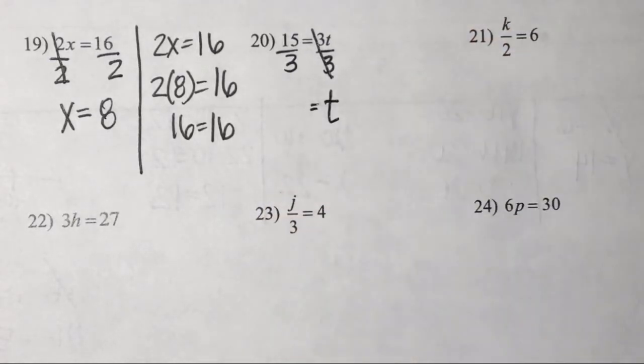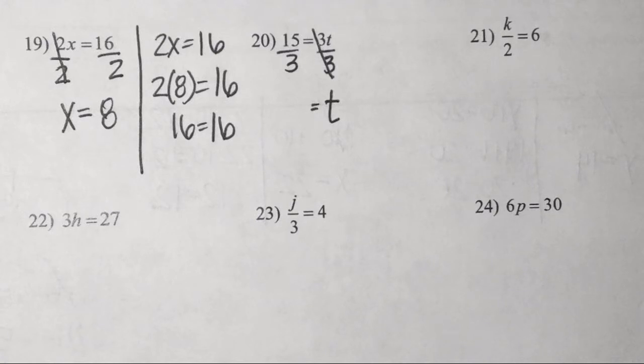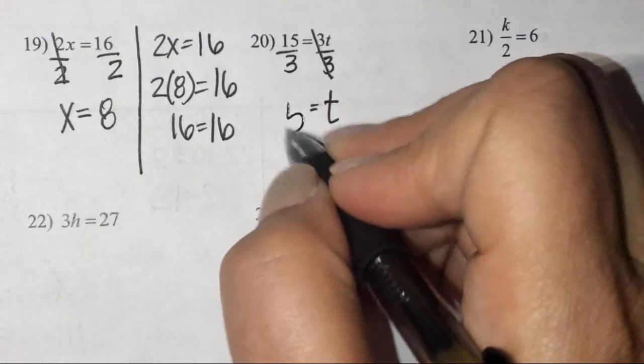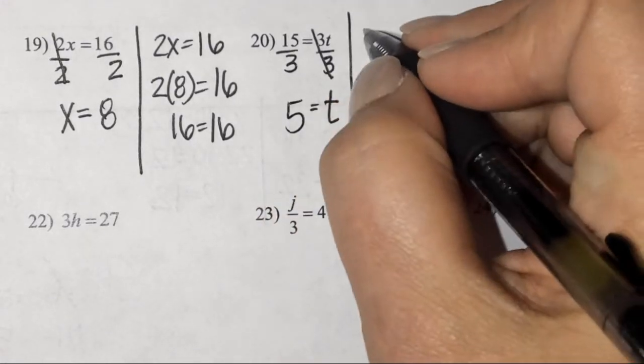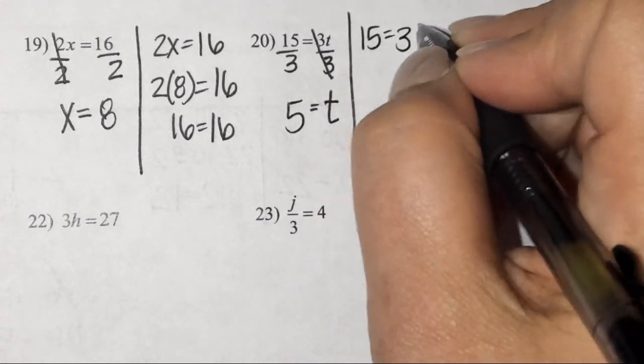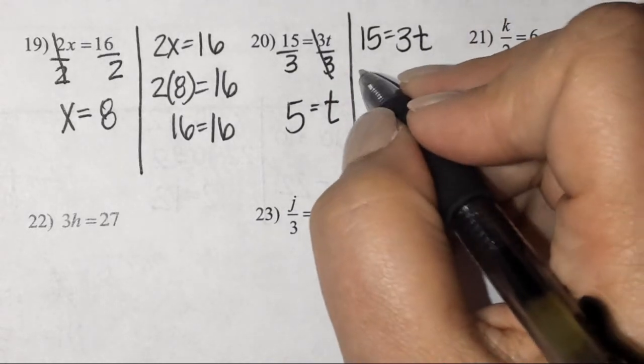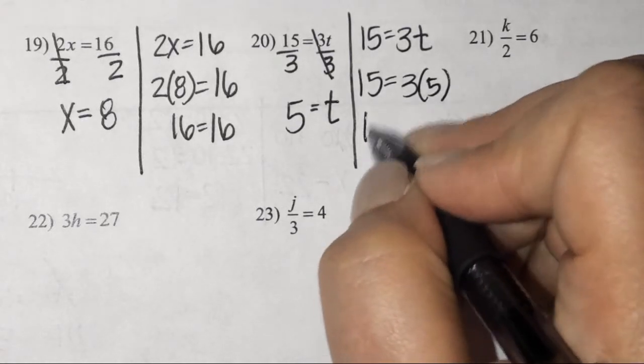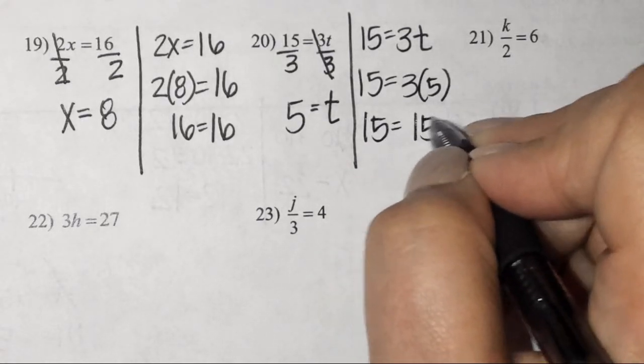And guys, it doesn't matter which side of the equal sign your variable's on, as long as you leave it by itself on one side. Because remember, that equal sign is balanced, so they can flip-flop back and forth. And what's 15 divided by 3? You got it. So then we have 15 is equal to 3 times t. I'm going to plug in t, so that's 3 times 5. 15 is equal to 15.